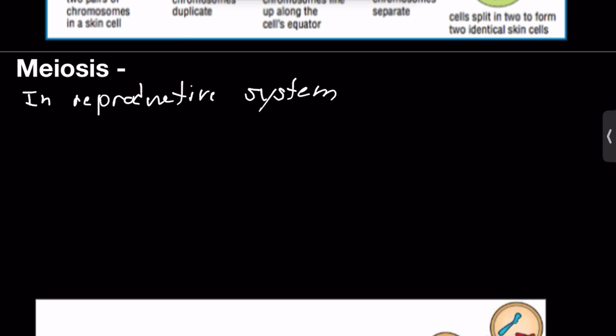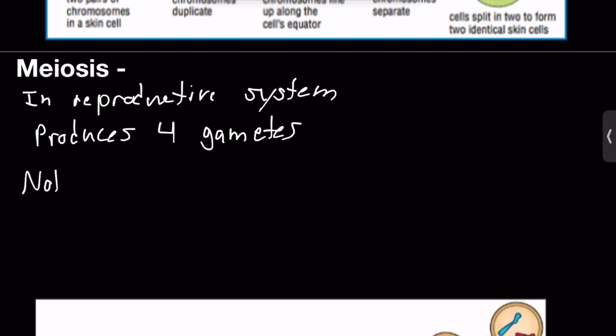This is the big thing about meiosis. Instead of producing two different cells like in mitosis, it will produce 4 gametes. And a gamete is a sex cell. So for men, it's the sperm cell, and for women, it's the egg cell. And once these gametes are produced, you want to know that they are not identical cells. Each gamete is unique, and they all contain half a set of DNA.